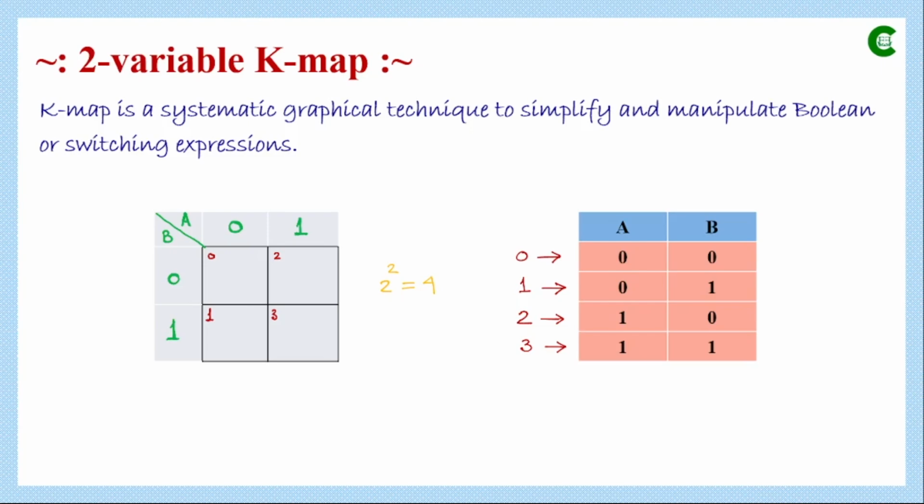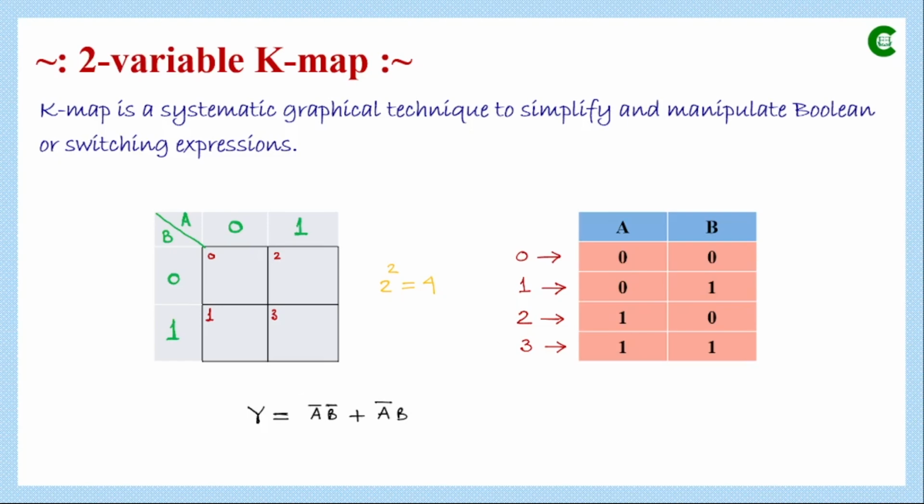But our main task is to simplify Boolean expressions using K-map. So first we will learn how to fill all these cells by their corresponding values, and then in our following classes we will be learning the techniques of simplification. So suppose we have a Boolean expression like y, where y is a combination of these two min terms: a bar b bar and a bar b.